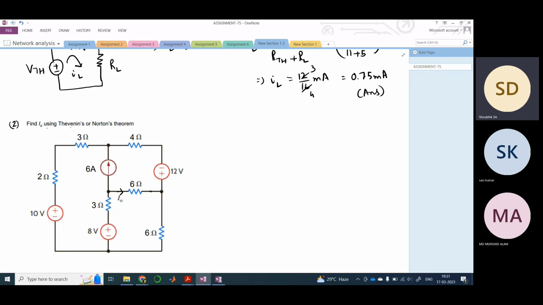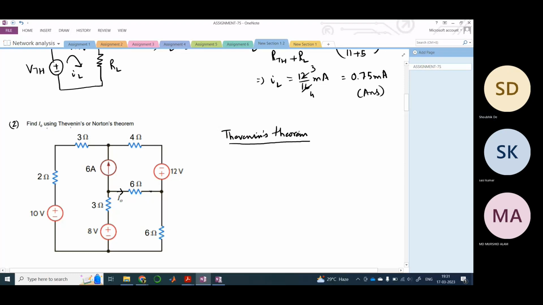So let's start. We will be first using Thevenin's theorem to find I0. As we know, we need to open circuit the 6 ohm resistor. Why? Because we need to find out the current flowing through the 6 ohm resistor. Therefore, we need to find the Thevenin voltage across this terminal and the Thevenin resistance.